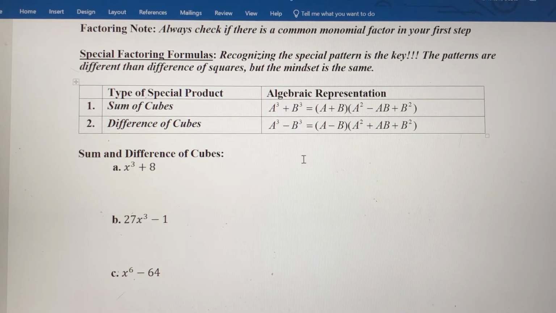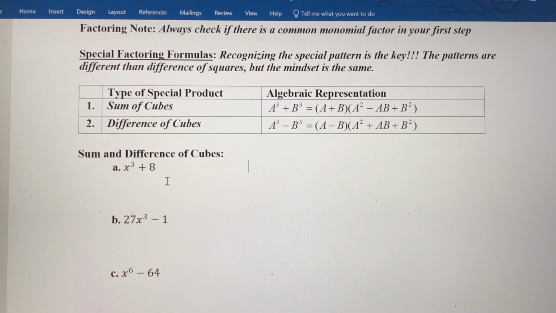Difference of cubes, same pattern, okay? That's the first sign here between the a and the b is going to be negative, and my middle term here, when I multiply a times negative b, I'm going to change the sign and make it positive, okay? So notice the middle sign here and here are different. Same thing with difference of cubes. Negative sign here, positive sign there, okay?